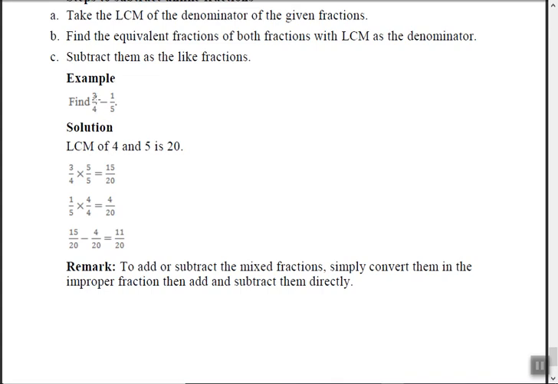That's why you are finding 3 upon 4 into 5 upon 5. So it becomes 15 upon 20. Similarly 1 upon 5 into 4 upon 4. That is 4 upon 20. So what happens? Now they become like fractions. So it becomes 15 upon 20 minus 4 upon 20. So 20 common, 11 upon 20. That is the answer. The answer is not important. What you have to do is convert to like fractions and then solve it.